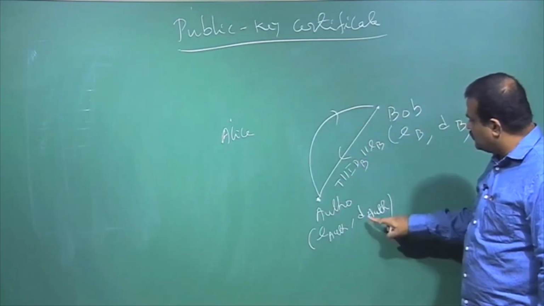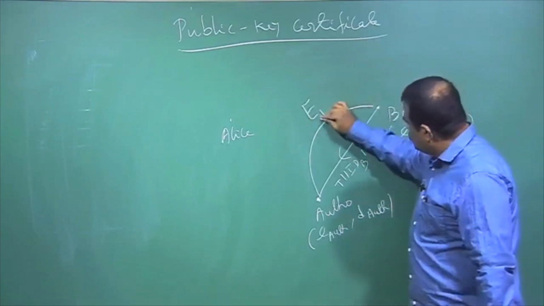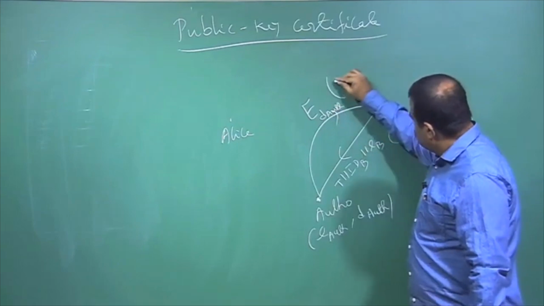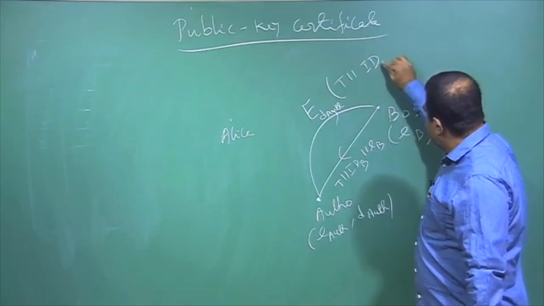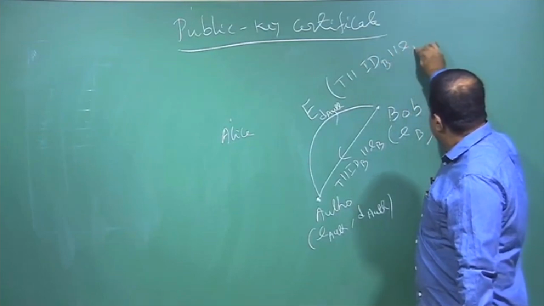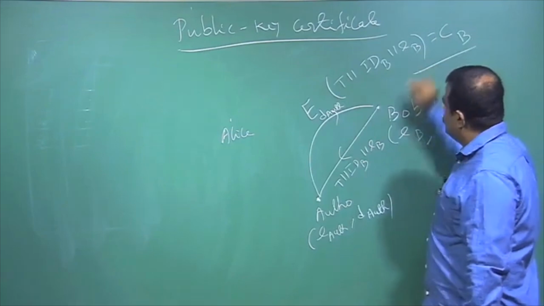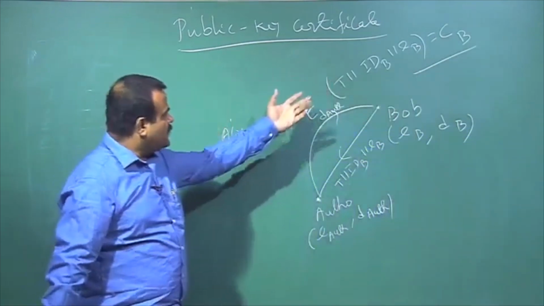Signing means the authority has to encrypt this using the authority's secret key: D of auth, T, ID of B, E of B. So this is the certificate of Bob.